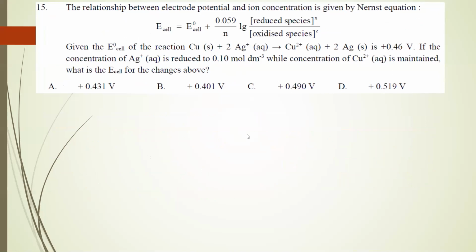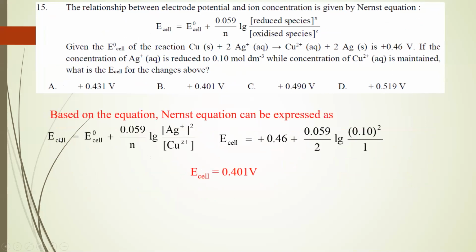So in here, you have to apply the Nernst equation. So E cell equals E naught cell plus 0.059 over n log. In this case, if you use positive, positive will be reactant over product.